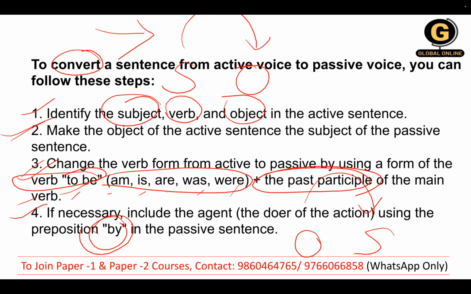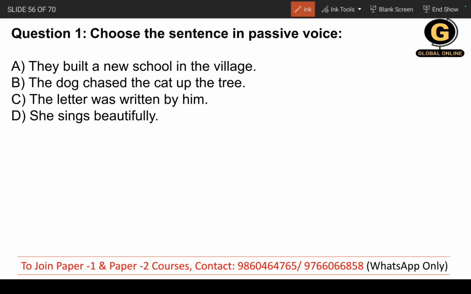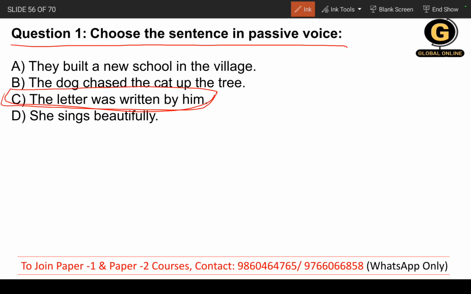Fine, let's talk about some questions. Even after covering some questions in the lecture, you have to go through other PYQs and MCQs so that it will clear the concept for you in a better way. So go and practice as much as you can. Now, the first question is, choose the sentence in passive voice. Clearly we can say that C is the correct answer because it is the only option that follows passive voice rules.